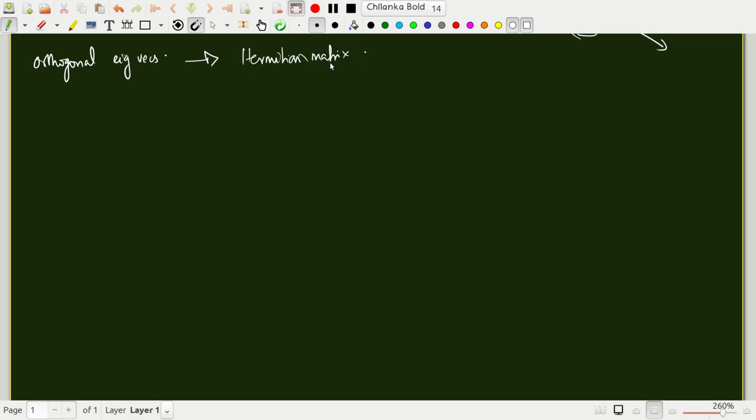Now we will try to generalize these notions to matrices that are not necessarily Hermitian, and wherein you need not necessarily have orthogonal eigenvectors. So that is the objective of the present module. Okay, so let's start from the beginning. Topic: generalization to cases where the eigenvectors are not orthogonal.